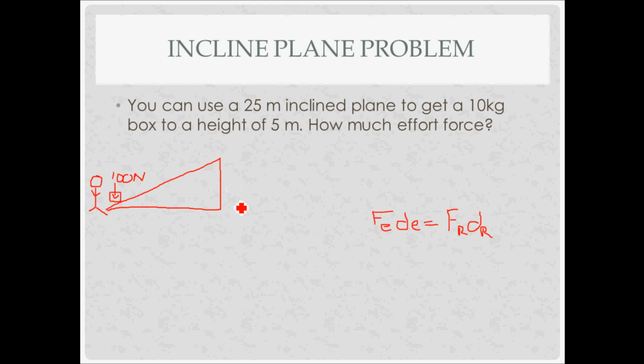And then, let's see, 5 meters and 25 meters. The problem says that you're moving the box to a height of 5 meters. That should hopefully make sense to you that that's going to be the height of your ramp, or the length of the line going up right here. So this part is 5 meters. We're going to lift that box 5 meters into the air. So the other length is how long the ramp is, 25 meters.